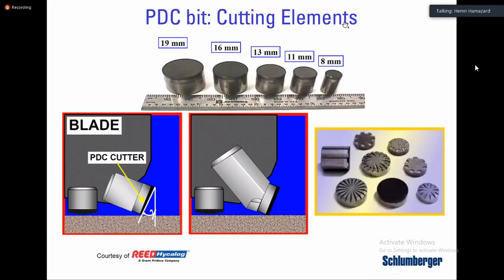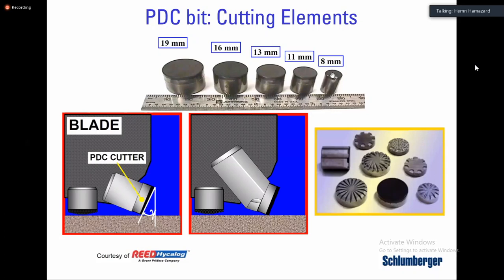The cutters of the PDC bits have standard sizes. It doesn't start like 8, 9, 10, 11 like this. It has 19 millimeters, 16 millimeters, 13 millimeters, 11, and 8. This 8 millimeter, for example, means the diameter of the cutter, or of this insert.